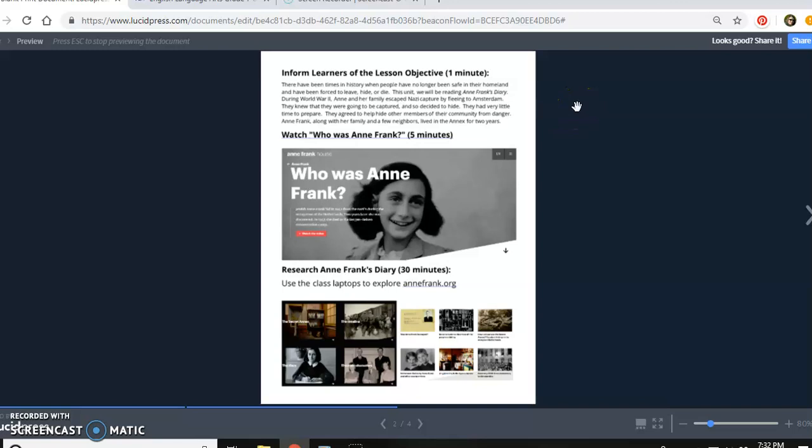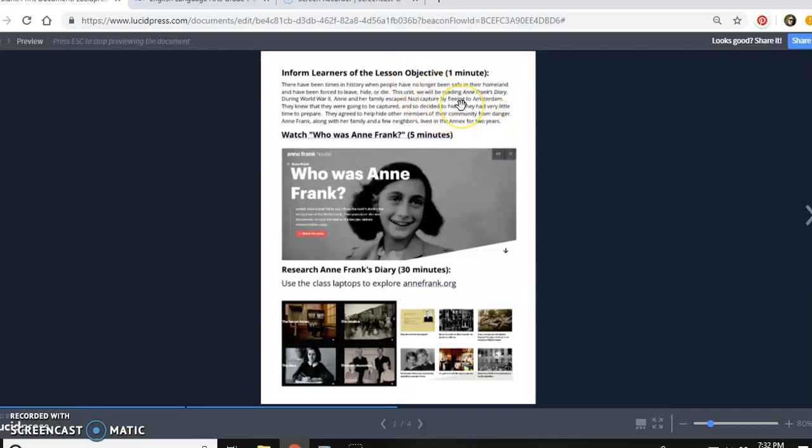During World War II, Anne and her family escaped Nazi capture by fleeing to Amsterdam. They knew that they were going to be captured and so decided to hide. They had very little time to prepare. They agreed to help hide other members of their community from danger. Anne Frank, along with her family and a few neighbors, lived in the annex for 2 years.